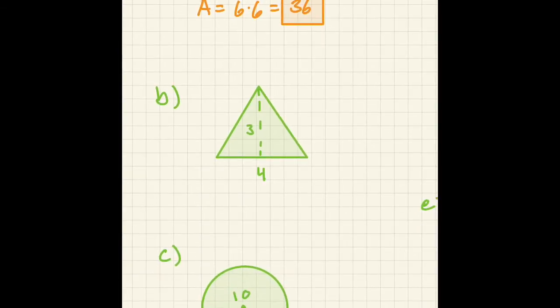Scrolling down below, we've got letter B here. We've got this triangle, and since this is a regular polygon, we know that all of these side lengths are the same. Each one of these side lengths is congruent. We've got the base at 4, and the height at 3, and that's all I need to know here. So it's going to be area equals 1/2 base, which is 4, times height, which is 3. That's going to give me a total of 6, so this would be 6 units squared, 6 square units.